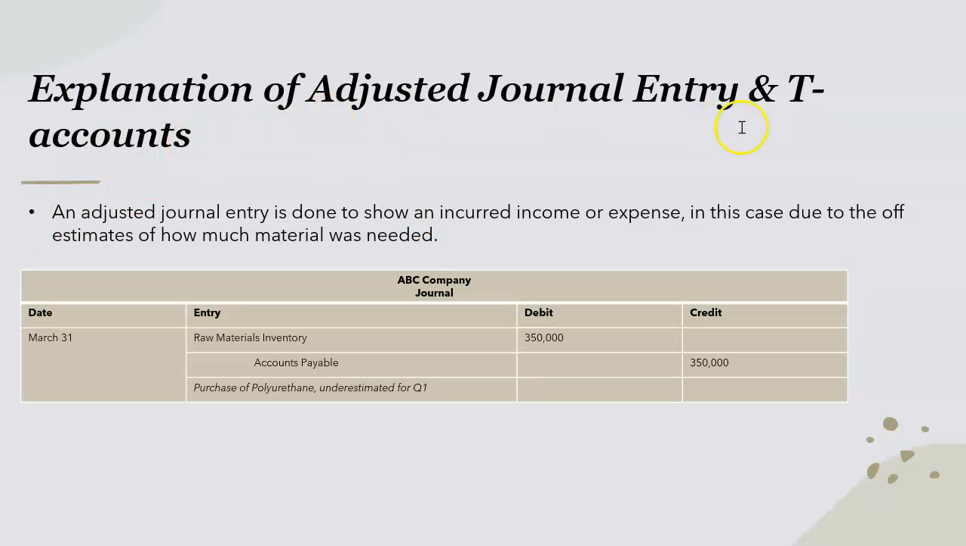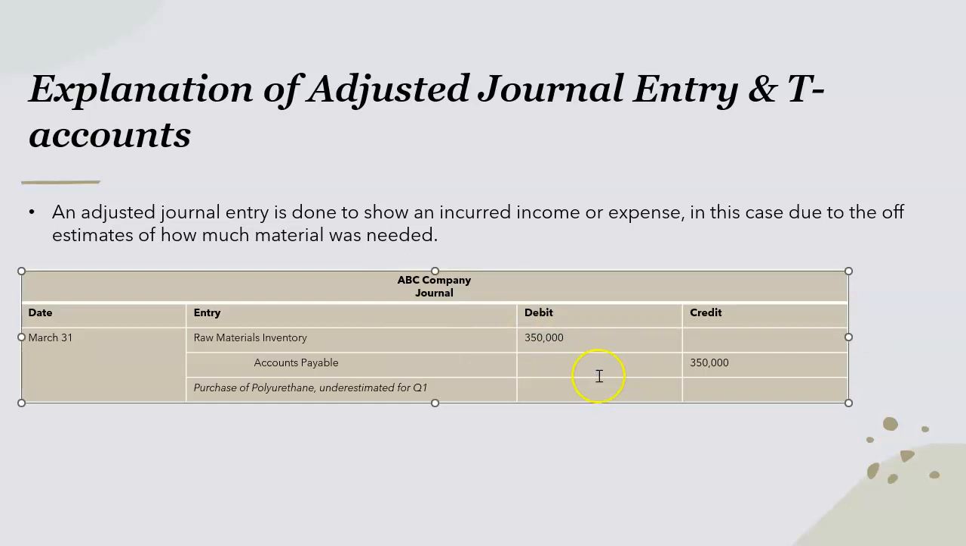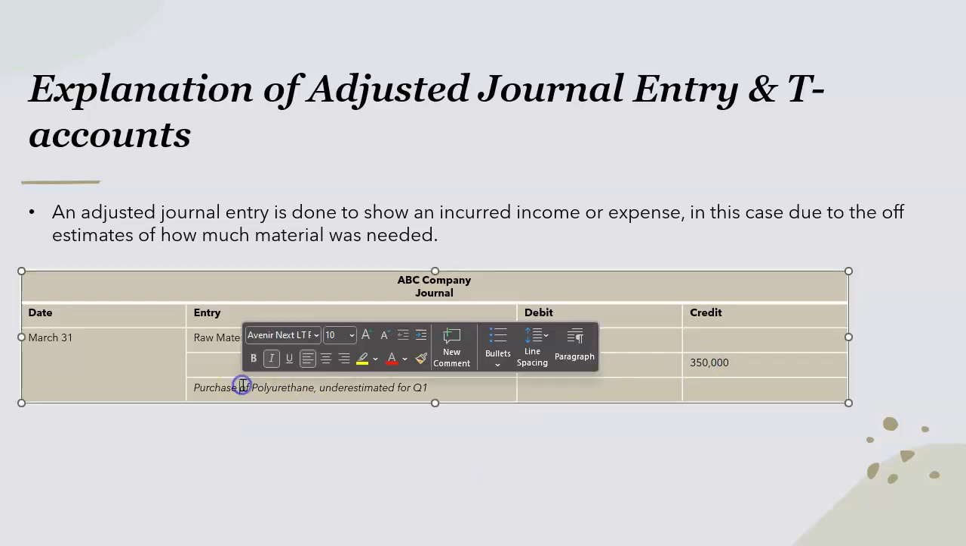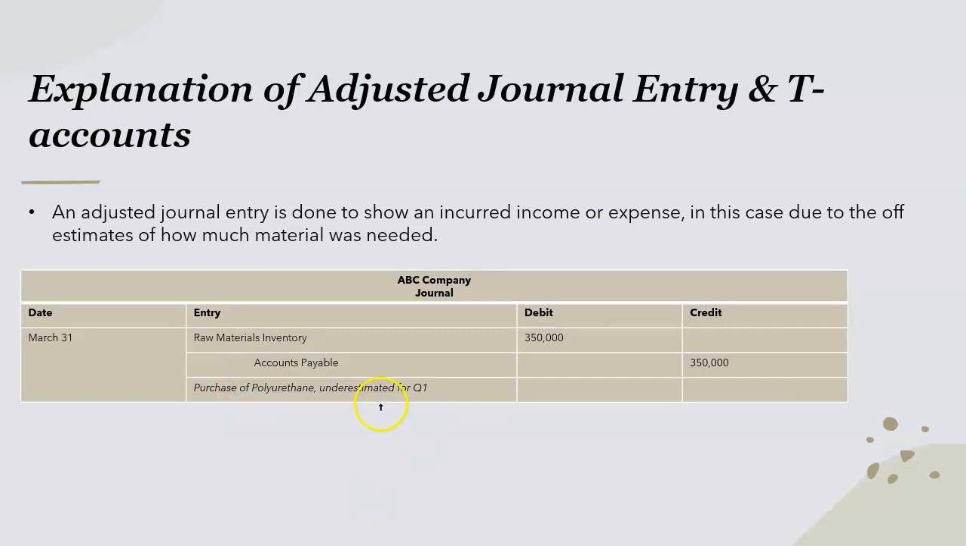Let's talk about how we adjusted that journal entry and the T accounts in just a moment here. So we adjusted our journal entry to show an incurred income or expense, and in this case it is due to off estimates of how much material was needed. So here we debited an additional $350,000. We debited our raw material inventory, and then we credited our accounts payable by $350,000. And I have a line item note here that that's for the purchase of the additional polyurethane underestimated for Q1.